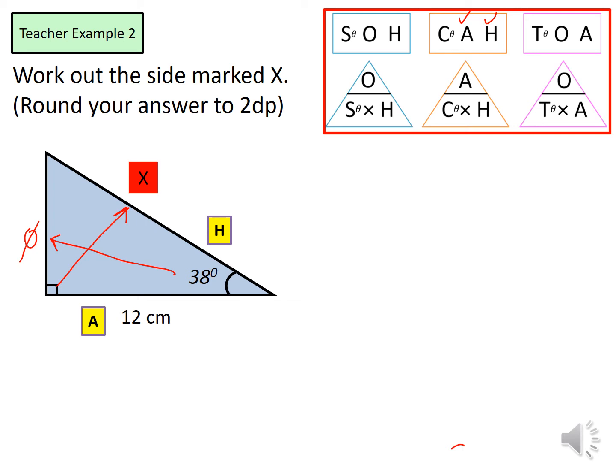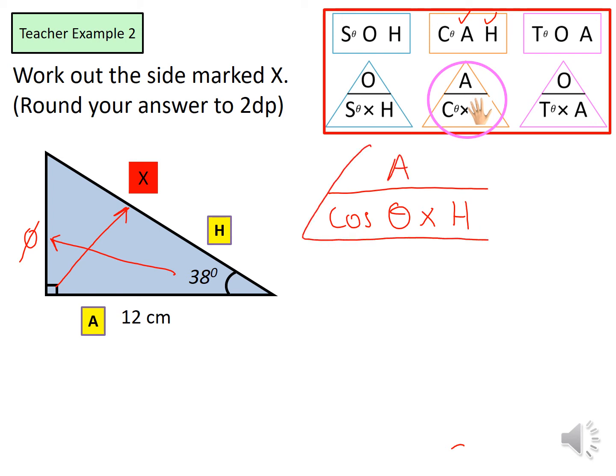Okay, what we're trying to find out is the hypotenuse, so we're going to cover that up like this. So what you're going to write down is the following: cos theta times your hypotenuse over adjacent. Make a trig formula. Now you're going to cover up the one that you're trying to find out, which is your hypotenuse. So you're left over with adjacent over cos theta, or angle.